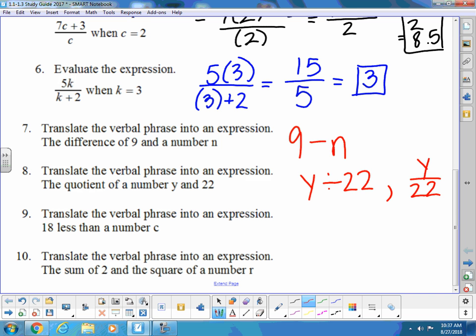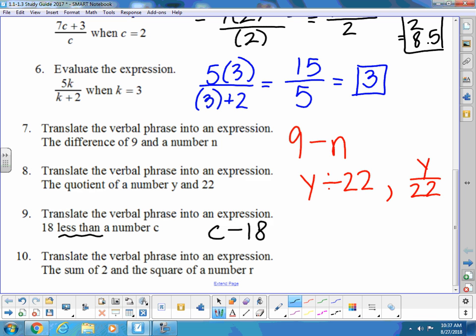18 less than a number c. Be careful with this one. Less than was that tricky little phrase we saw in the notes. What's it going to be? C minus 18. Good. C minus 18. Anytime you see less than, remember that goes at the end of your statement. Something is less than something else, we are taking it away. Is there another one where you would switch it? Off the top of my head, I can't think of one where you would switch it always.